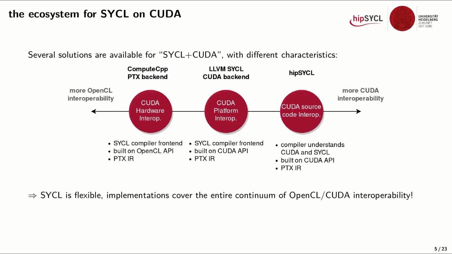And the next thing that you can do is you can also change the compiler, and this is what has been done by hipSYCL. In hipSYCL we have a compiler that understands both CUDA as well as SYCL, even in the same source file. So this means you can really obtain interoperability at source code level. And I think this illustration nicely shows that SYCL is a really flexible solution that can be used to build implementations that cover all possible use cases.